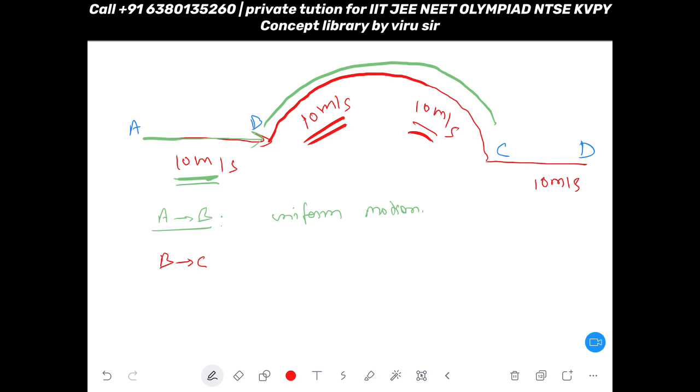So B to C, non-uniform motion. Then C to D, again uniform motion. Very good.